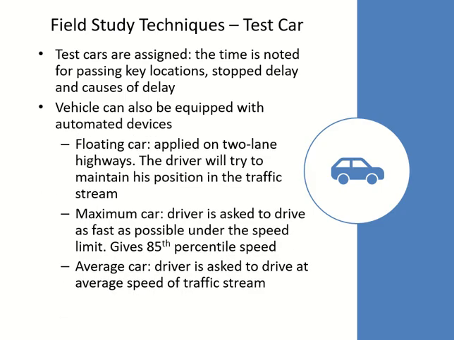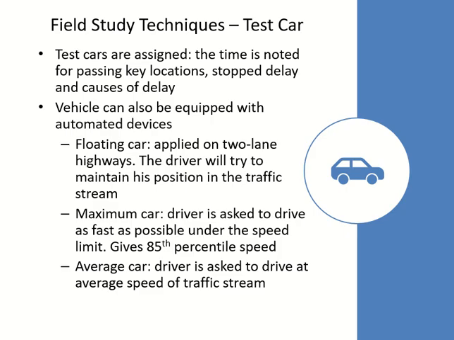Okay, now this technique can be applied in different ways according to your objective and the type of highway. Let's say your objective is to find out average travel speed on a two-lane highway. Then the test car will be applied in a manner which is called a floating car. If you want to find out average travel speed on a two-lane highway, then the test car becomes a floating car.